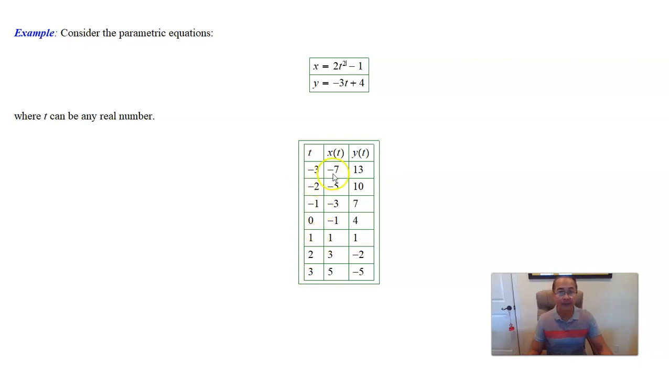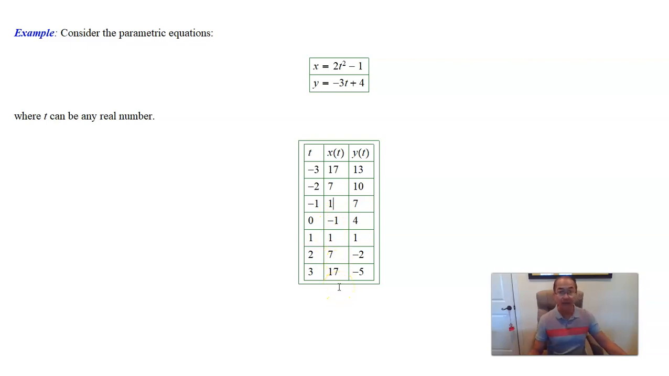9 times 2, 18 minus 1 is 17. So this will also be 17. Okay. Minus 2. 4 times 2, 8 minus 1, 7. And over here is also 7. Negative 1. 1 times 2, 2 minus 1 gives you positive 1. And then 1 stays 1. Okay, that's interesting. 0 stays minus 1. Okay, so we have these new points. I'm going to copy them down, and then we'll go back to GeoGebra.